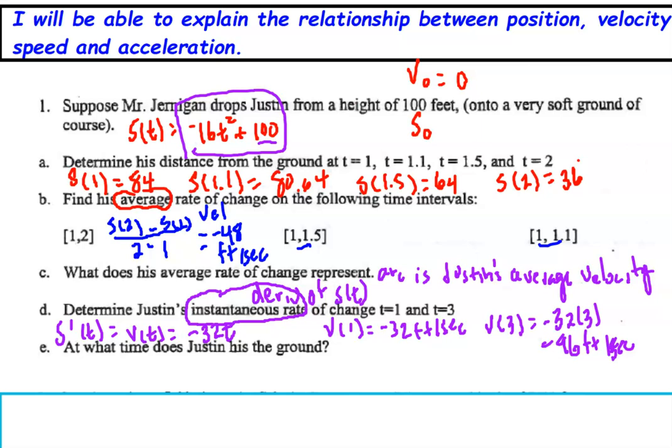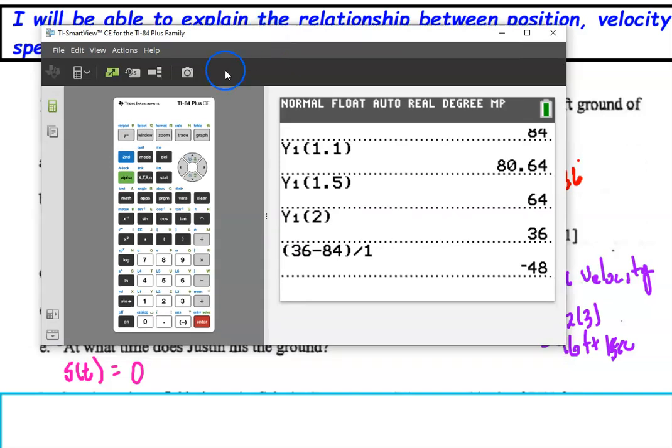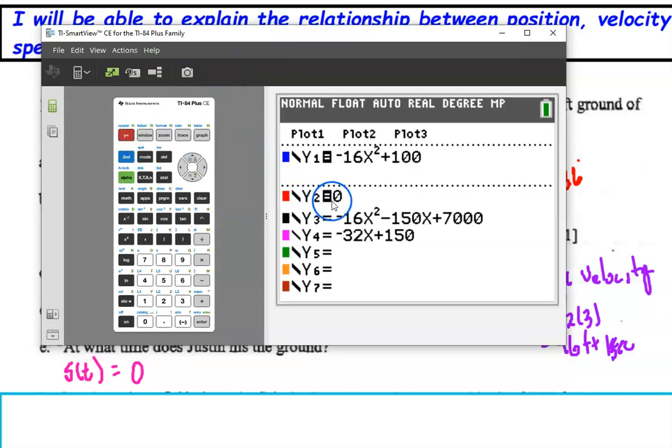Hit the ground. Is hit the ground position or is hit the ground velocity? Hit the ground is position. In other words, it's saying, when is Justin's position equal to 0? So on my calculator, I'm going to make the calculator do it for me. When is the position equal to 0? I already have the position function in my calculator, and I already have 0 in my calculator as well.